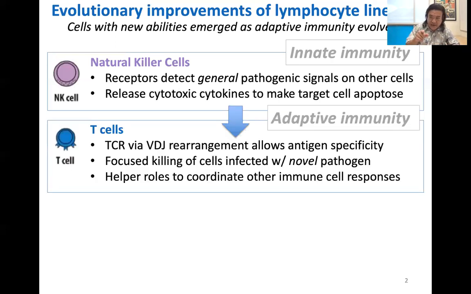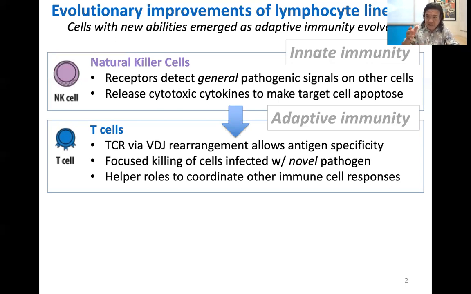So that's why the next step from the natural killer cells evolved the T cells. So the T cells, right, not only have an assortment of different receptor proteins on its surface, just like the natural killer cells.